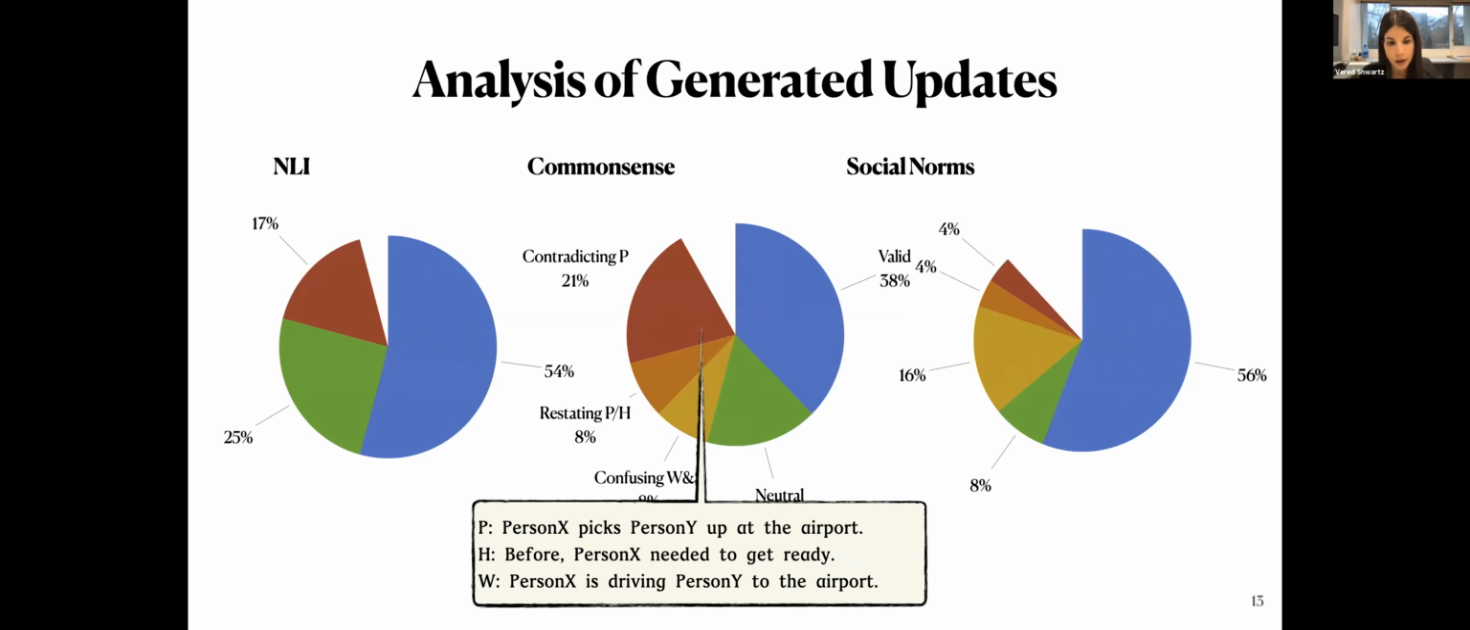So for example, for the premise, person X picks person Y up at the airport, and the hypothesis before person X needed to get ready, the model generated the weakener, person X is driving person Y to the airport, which contradicts the fact that person X was driving to pick up person Y who's at the airport. In general, I think language models are not very good at tracing the location of people, or these two sentences seem very similar. So it's likely that the language model just confused these two sentences.